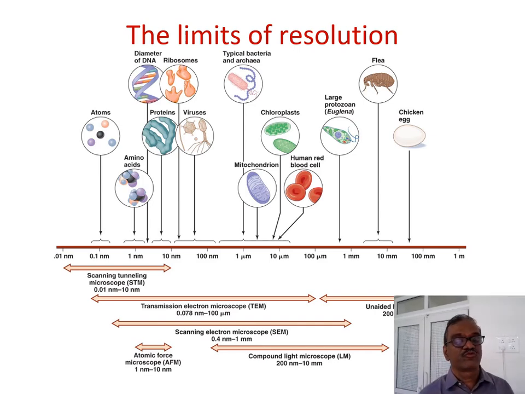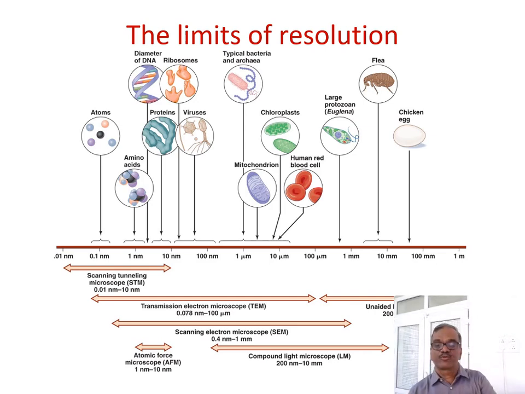Then it comes to the amino acid level, or 1 nanometer diameter of the DNA, or if you want to observe the protein, it comes under 10 nanometer. Whereas the ribosome as an organelle, you can see at 10 to 20 nanometer. Viruses, around 50 nanometer. Typical bacteria, 1 micron. Organelles like mitochondria and chloroplast are a little bit bigger, 5 or 7 microns. Human red blood cells also come under that, 8 or 9 micron.